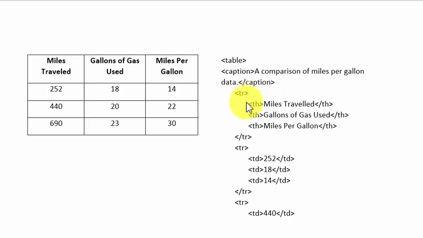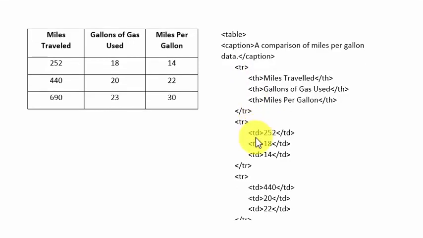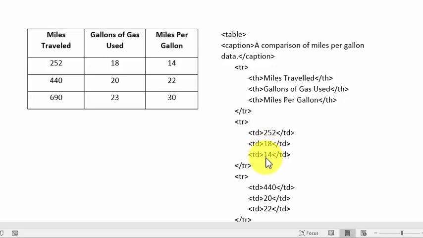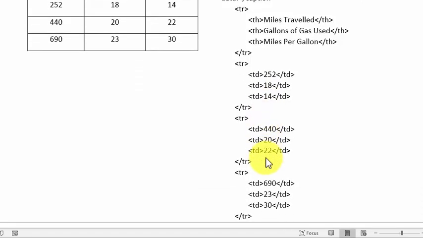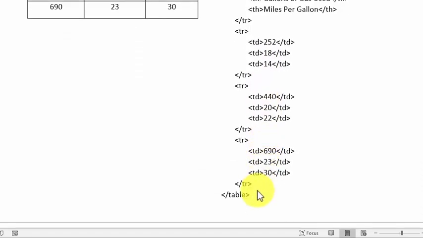Inside the TR tag, you'll either have a TH tag for a header row or a TD tag for just a data row. So you'll see that each of those header cells have their own TH tag for miles traveled, gallons of gas used, and miles per gallon. And as we work our way down the row and get to the data cells, we see the first row has 3 data cells for 252 miles traveled, 18 gallons of gas used, and 14 miles per gallon. And this structure continues on the same way throughout the table until we end it, closing with a closed table tag.